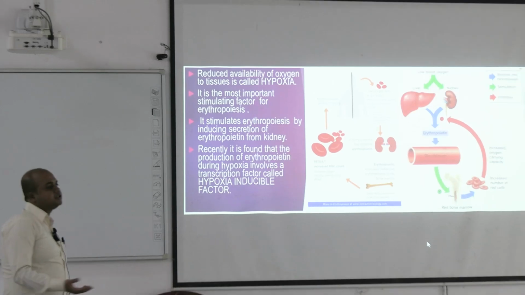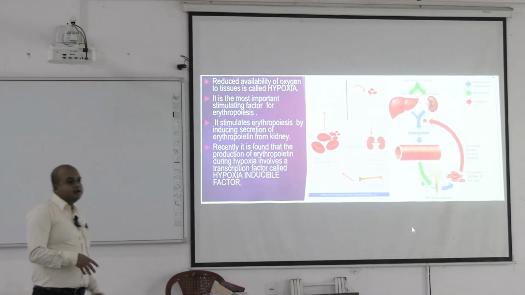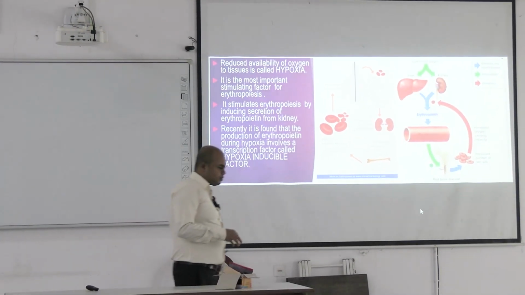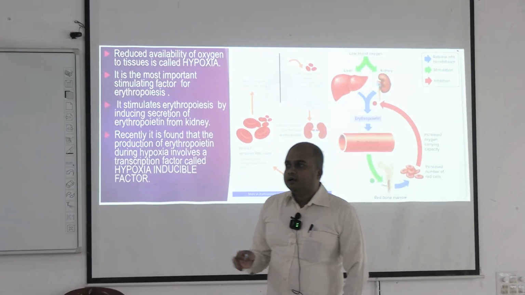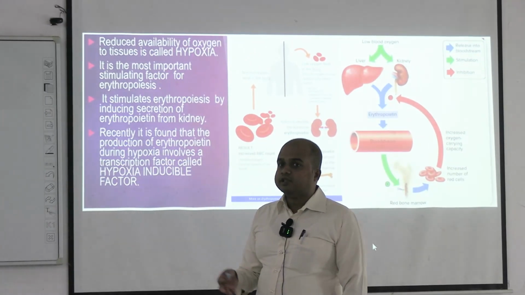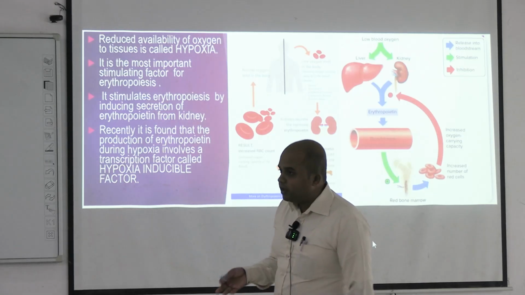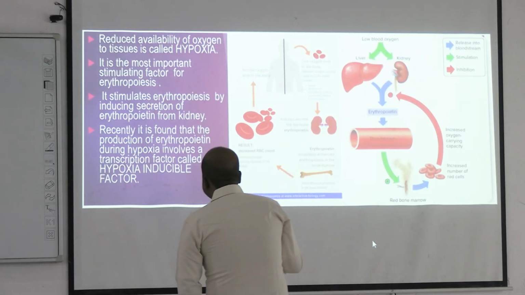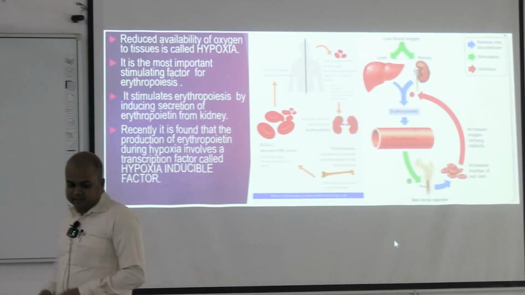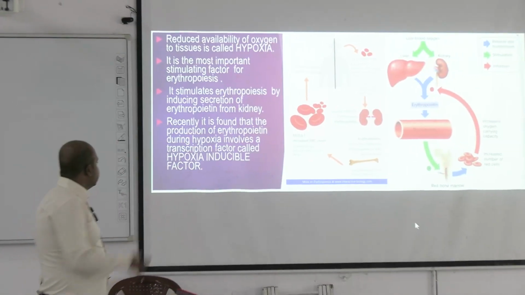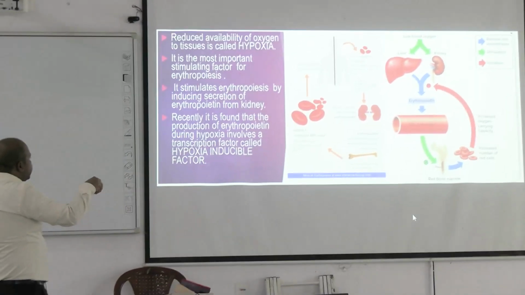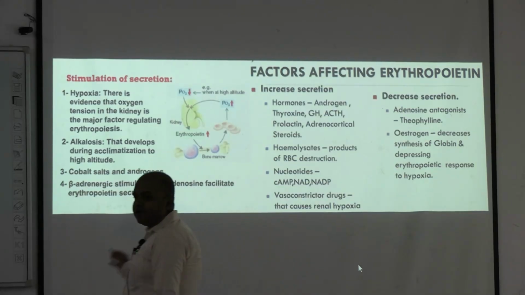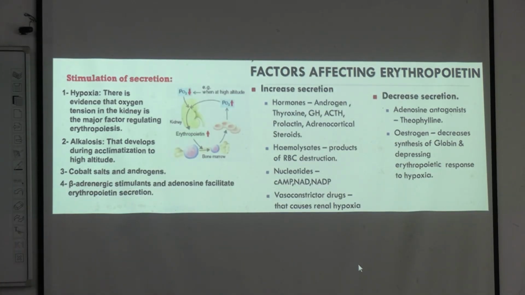And what other factors influence it? There are dietary factors like vitamin B12 and folic acid, which are needed for erythropoiesis. But the primary factor inducing it is that whenever oxygen levels are low, erythropoiesis is increased to a great extent. A hypoxia inducible factor has been identified for this. Other factors you will come to know.